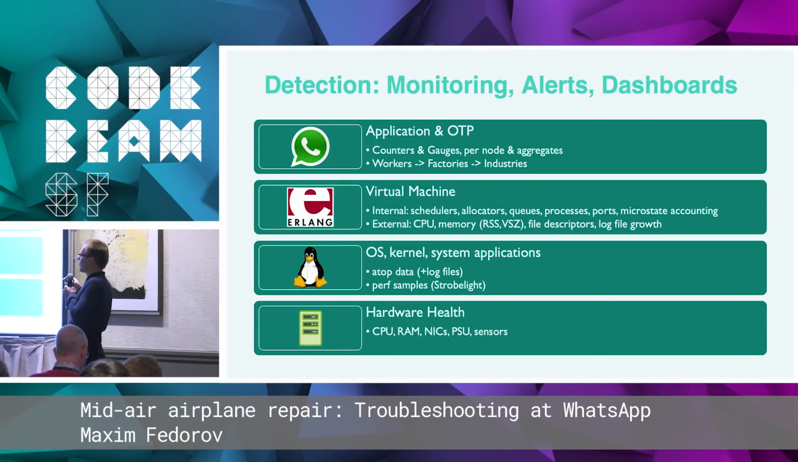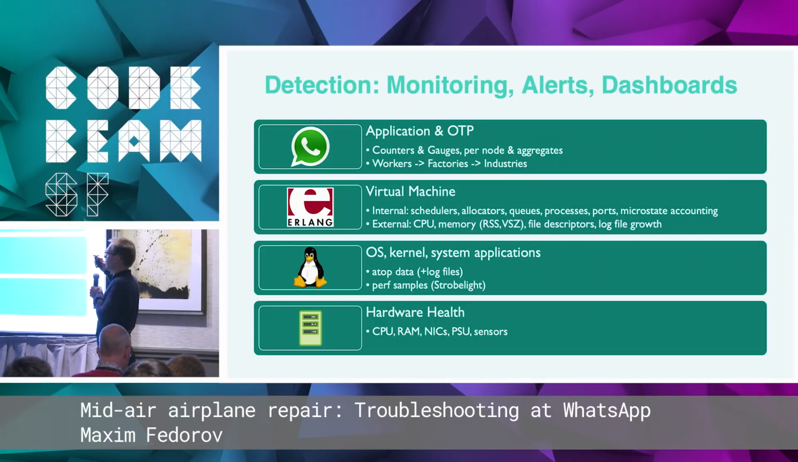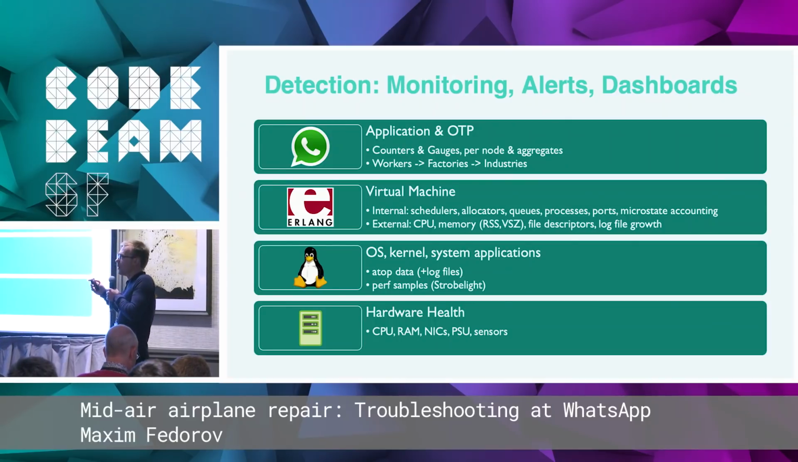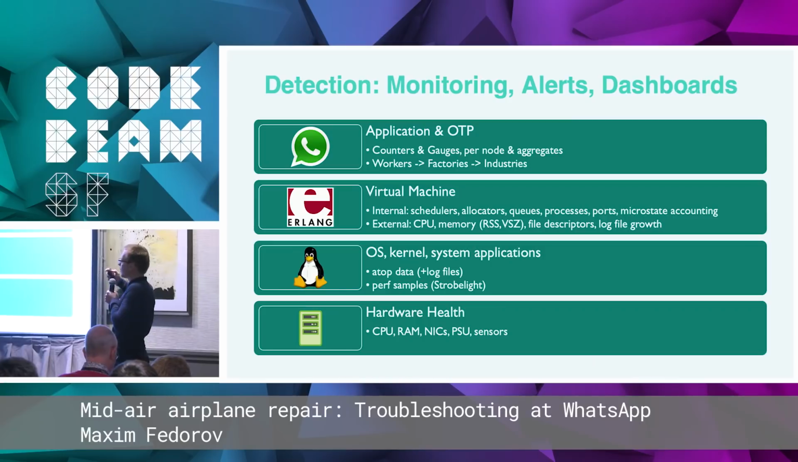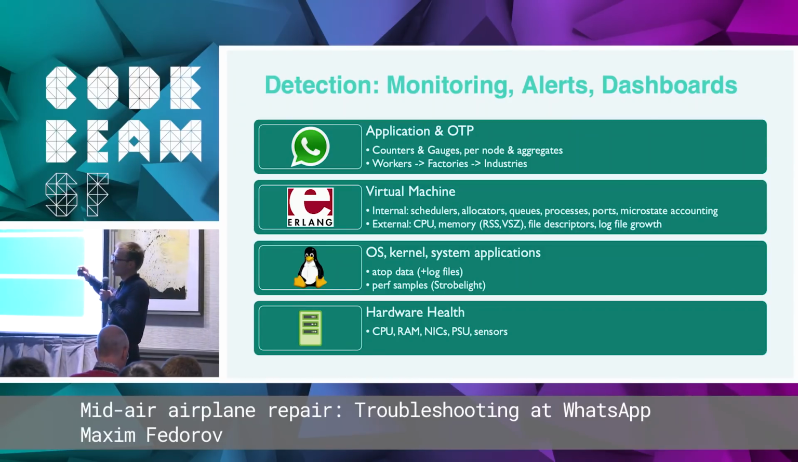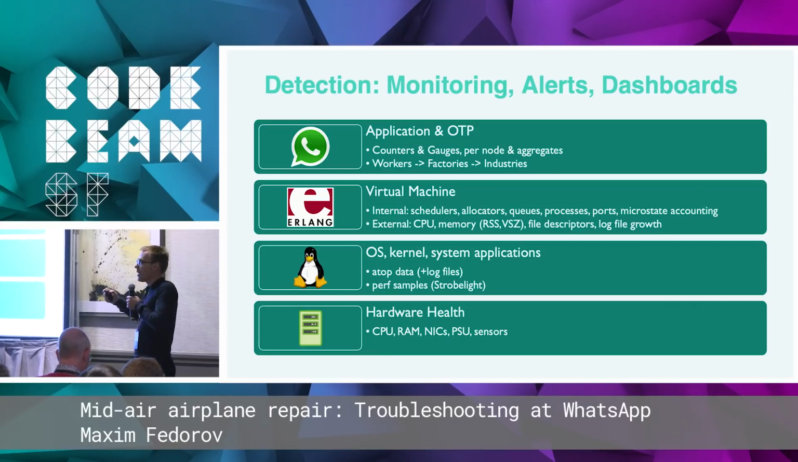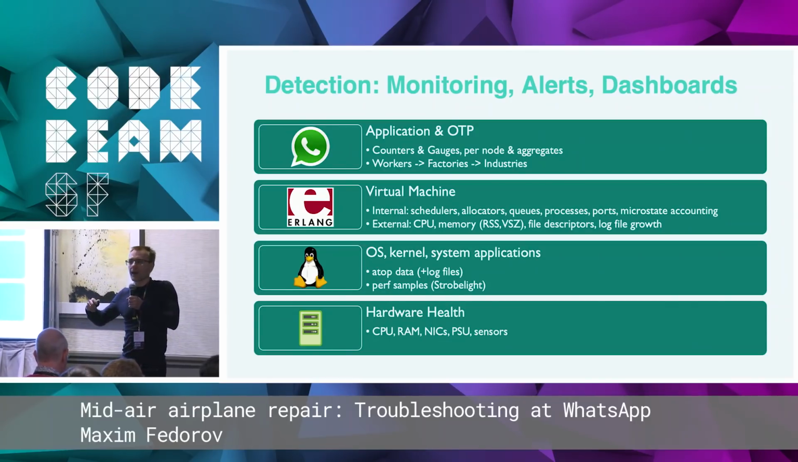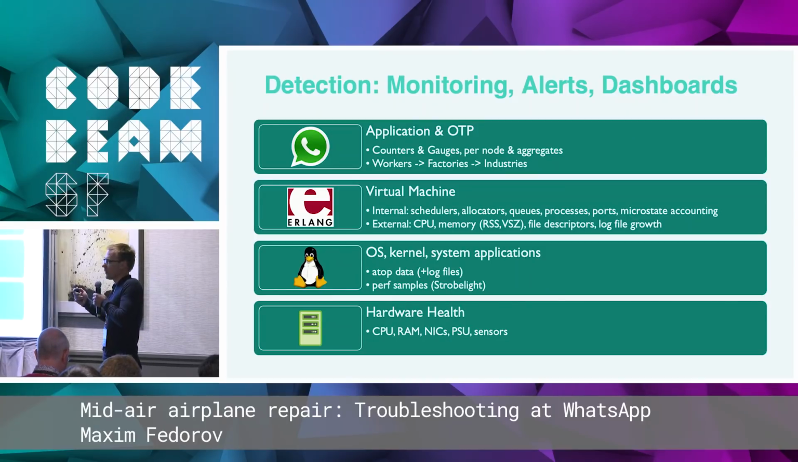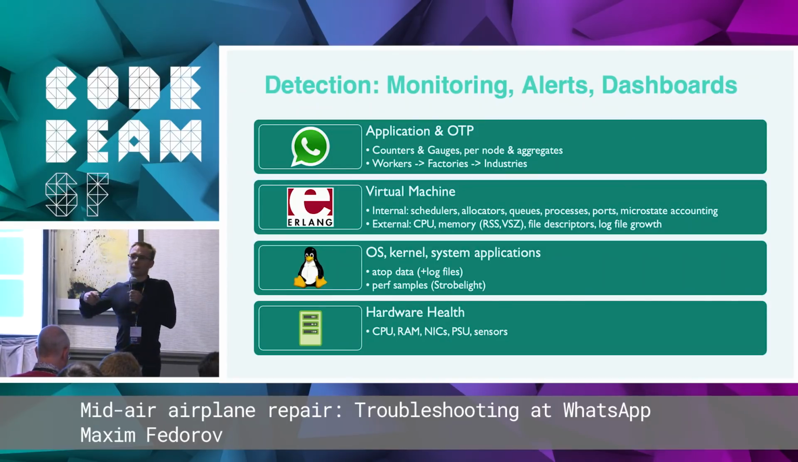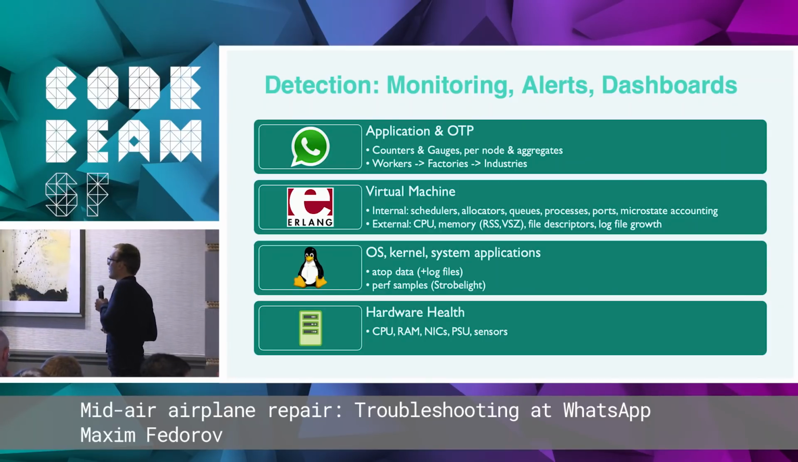We also monitor the Erlang BEAM itself, the virtual machine, and do that from both points of view. From the internals, we monitor ports, processes, and various memory metrics and stuff like that. And we monitor that externally. We actually see how much resident size is currently taken by BEAM, what the CPU is there, and other things like that.